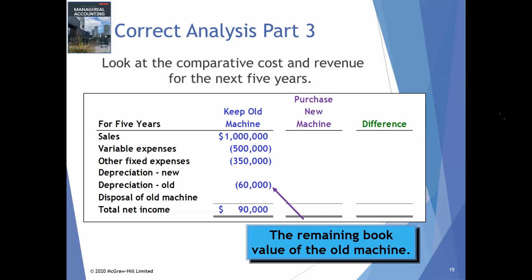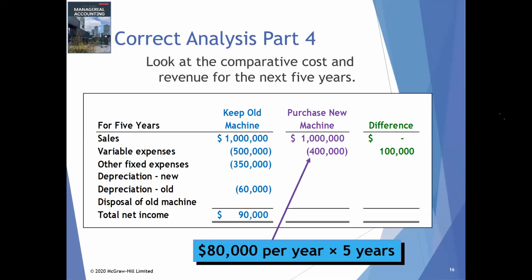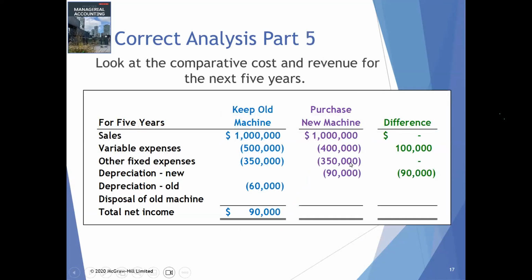Now, if we are going to buy the new machinery, what will happen? In this case, it is 80,000 per year. This is the variable cost for 5 years. It's $400,000, and we have $350,000 that is the fixed expenditure. It means irrespective of whether we go for any alternative, these expenditures will remain the same. These expenditures may be the rent of the building or maybe the fixed salary for the employees.